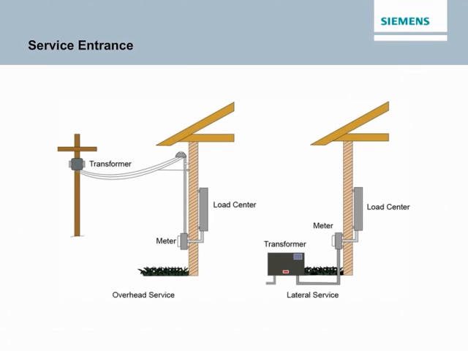Power purchased from a utility company enters the house through a metering device and connects to a load center. This is the service entrance. Service can come from an overhead utility transformer or from a lateral service run underground.